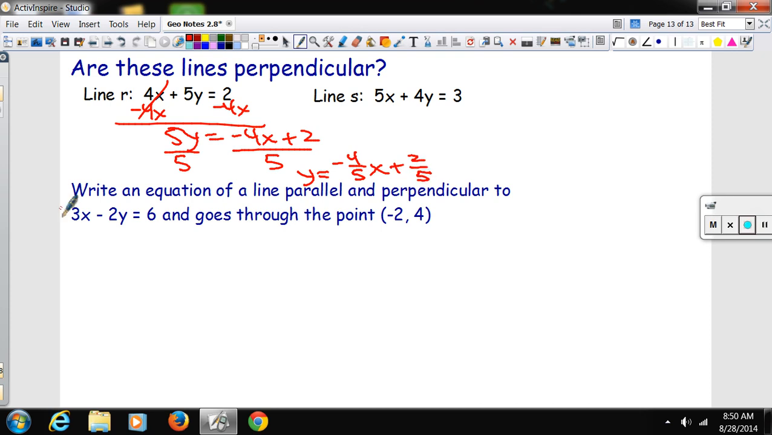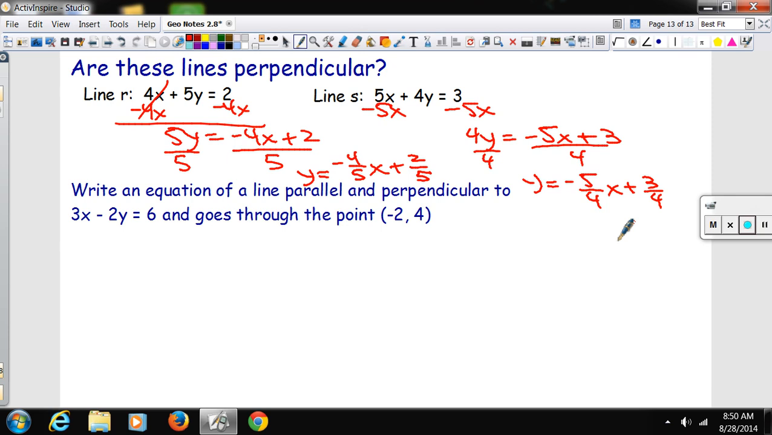Let's get y by itself over here. Let's subtract 5x. So you're going to get 4y equals negative 5x plus 3. You're going to divide by 4 on both sides. So you get negative 5/4 x plus 3/4. Are they perpendicular? They're reciprocals. Oh, they're not opposites. So that's definitely no. Not opposite. That's definitely a no.